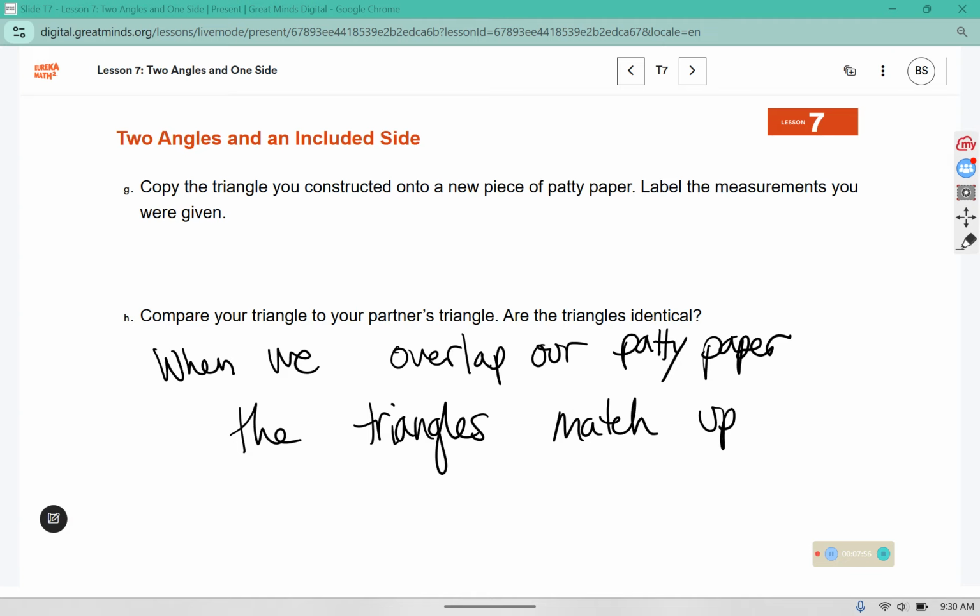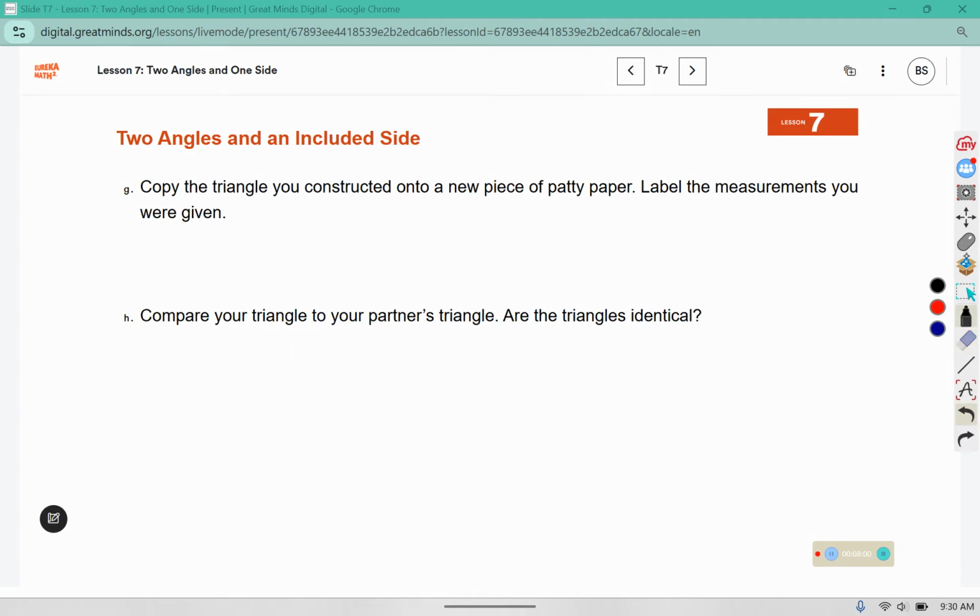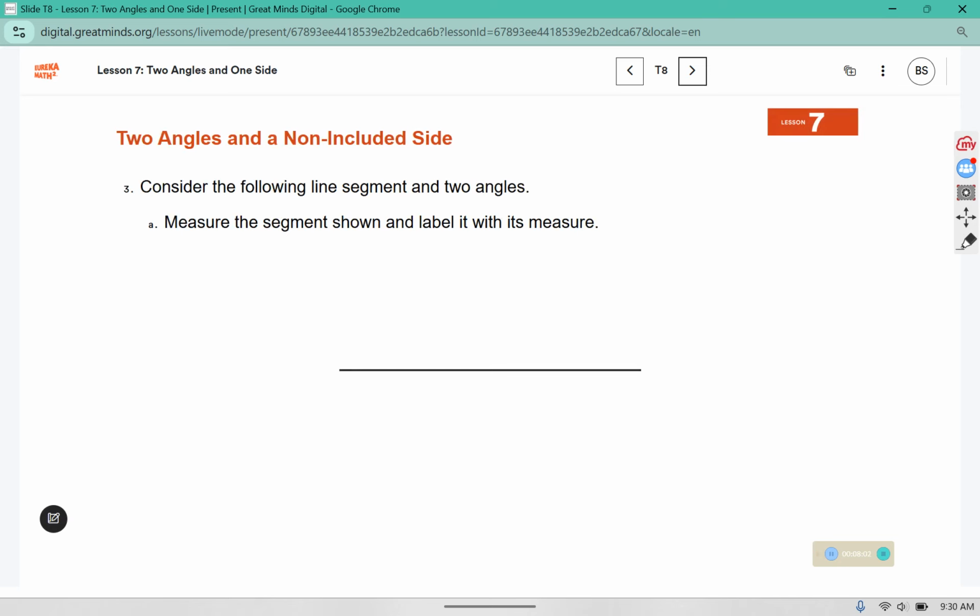So therefore, they should be identical triangles. Consider the following line segment and 2 angles. Measure the segment shown and label it with its measure. So again, with your ruler, this time we're measuring it in centimeters. And again, my ruler on here isn't going to match perfectly to what's in your book. So it says that it is 5 centimeters for this line segment.